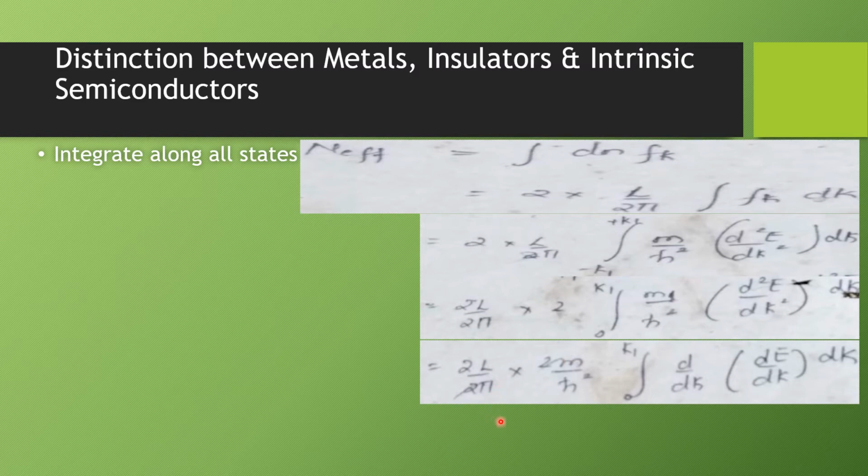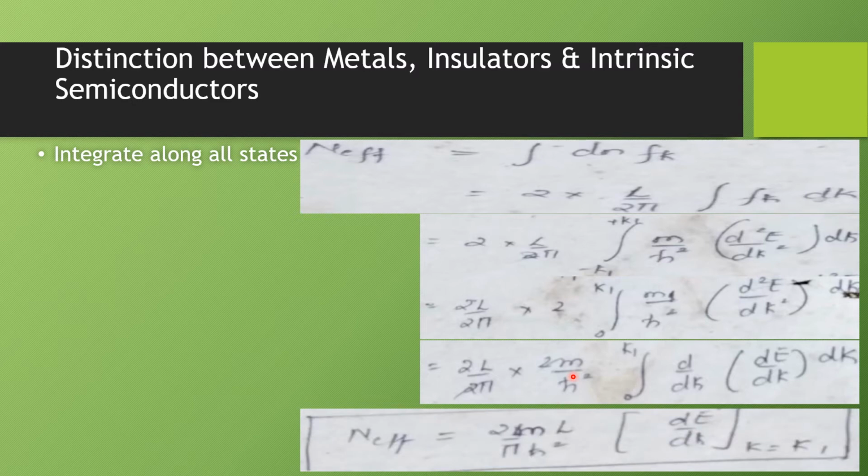Also, this d square E by dk square can be written as d by dk of dE by dk into dk. m by h cross squared is taken outside the integral. So the integration of this term will be d by dk. Substituting the limits, we can write N effective equal to 2 m L upon pi h cross squared into dE by dk at k equal to k1.